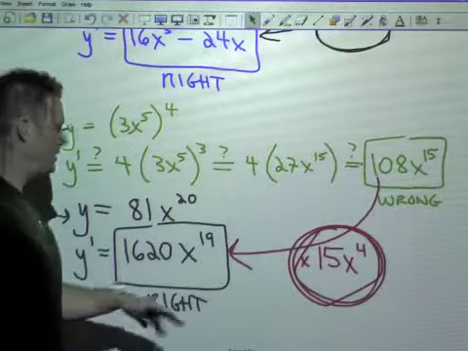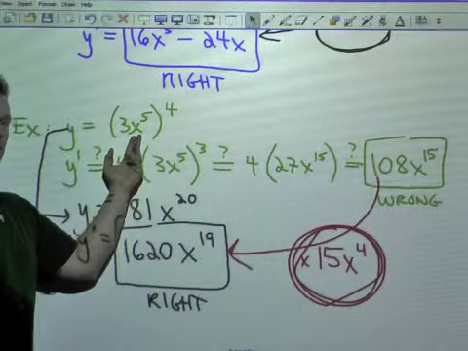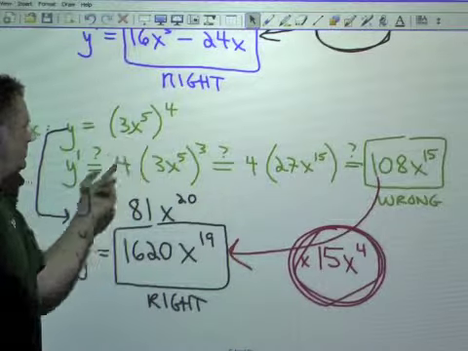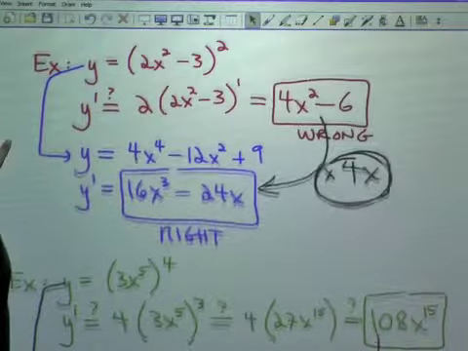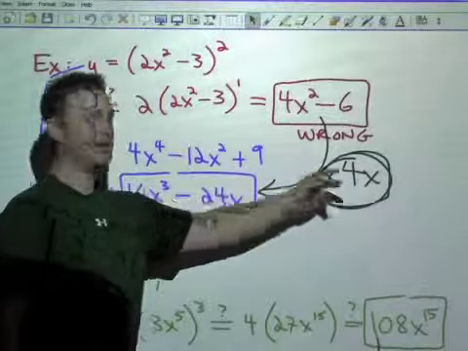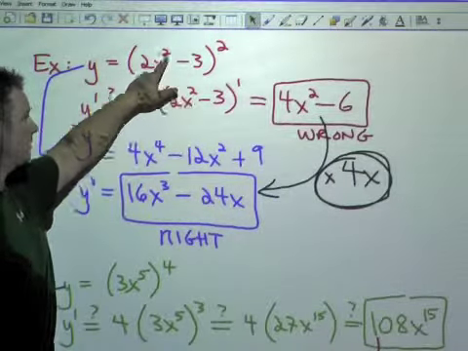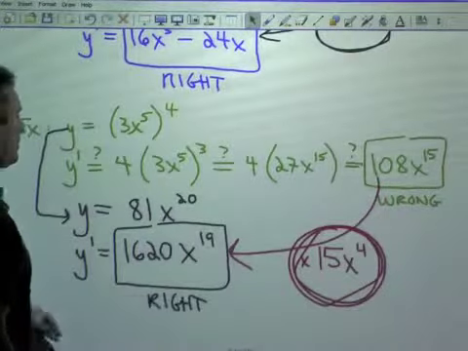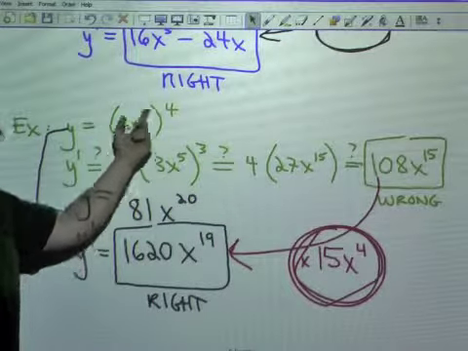How about this example? Where would I have gotten 15x to the fourth from the original problem? Did you figure it out? 4x is simply the derivative of the inside function. The derivative of 2x squared minus 3 is 4x. The second example, 15x to the fourth, happens to be the derivative of this inside function.